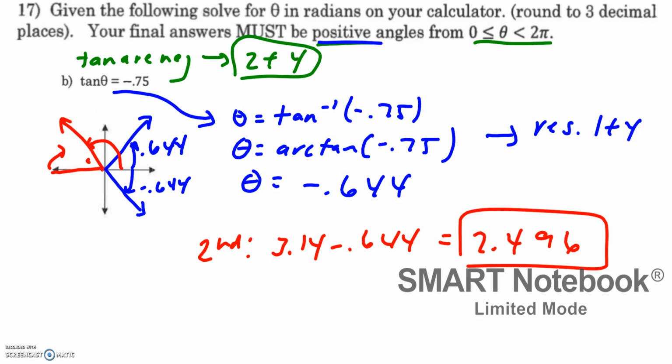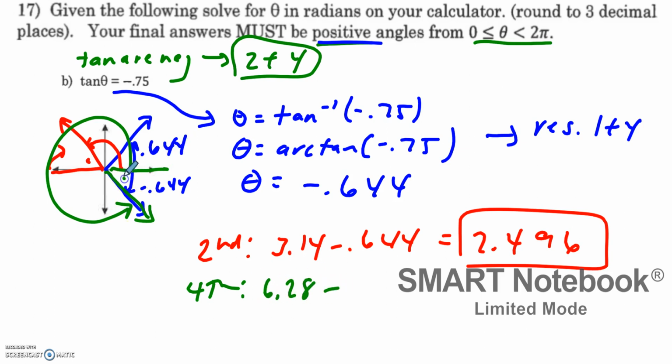And then if I wanted to find the fourth quadrant answer that's positive, it is already drawn here, but we have to go all the way around this way. And if I go all the way around, notice that I am not quite getting to this x-axis. I'm not quite getting to 6.28. So we would take 2 pi, or 6.28, and we would subtract the reference angle, 0.644, and that would be 5.636 for my other answer.